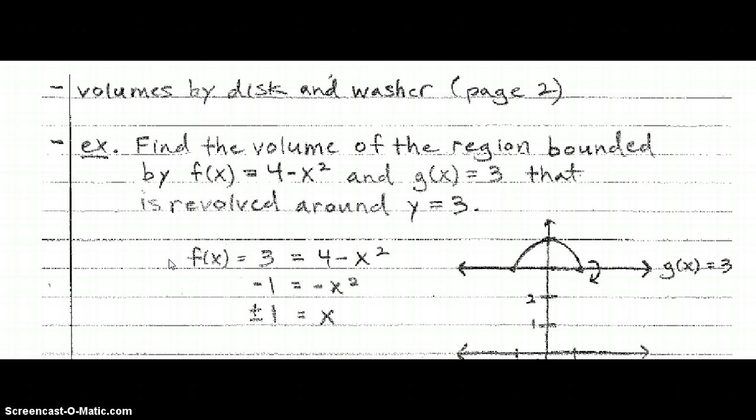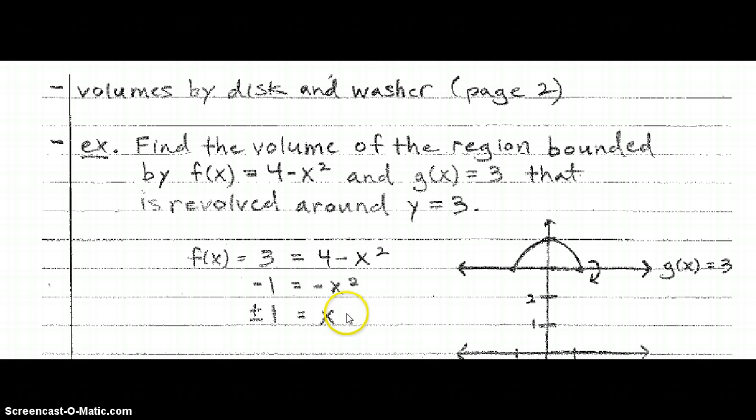So unlike the previous examples where we were revolving around the x-axis, we're now revolving around y equals 3, which is still a horizontal line, but it is not on the x-axis. One thing you'll notice in the example is that we are not given any x values. So in order to determine the region, we have to set the functions equal to each other, as you can see right here, and solve for x. So it's a quadratic equation. Easiest way to solve this one is subtract the 4, divide by a -1, square root both sides to find out that our functions intersect at +1 and -1.